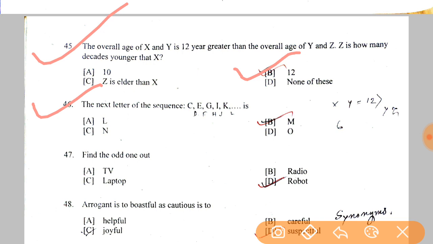Next question number 46. The next letter of sequence. So, here ki hobo jeneke C episode D ho, D nai E ahise, E episode jeneke F nai Z ahise. Thik tenoka ke yete shuddho uttor tu hobo option B, M. K episode L na thake, M ahibo.